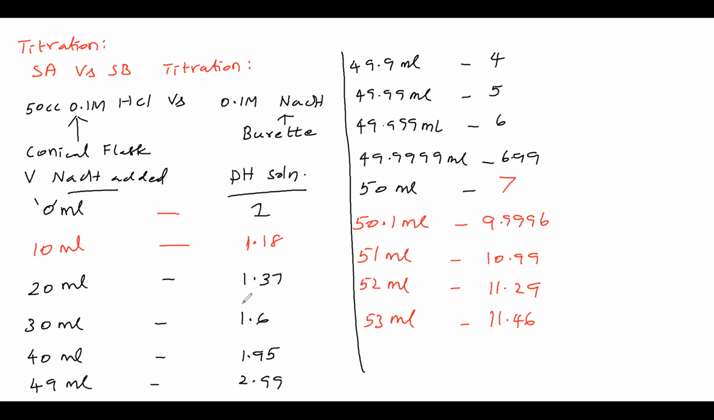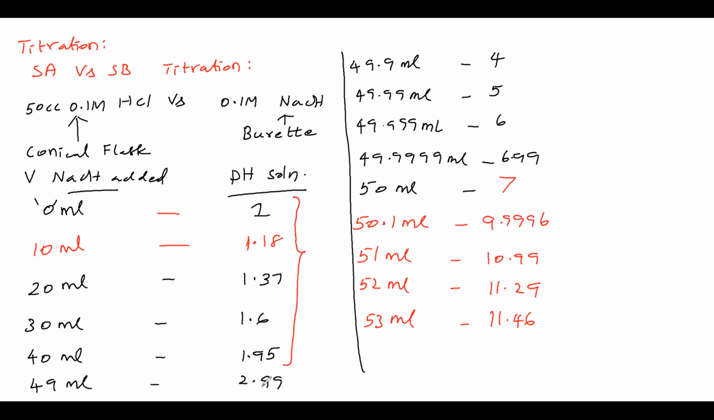Here 10 ml we added. What is the rise in pH? You see roughly 0.3. Here 10 ml we added. What is the rise in pH? You see roughly 0.35. So from step to step we are adding 10 ml. How much is the pH increasing? Means 0.1, 0.2, 0.3, 0.4, like this only it is rising. Correct?